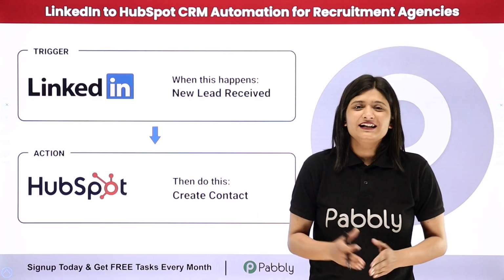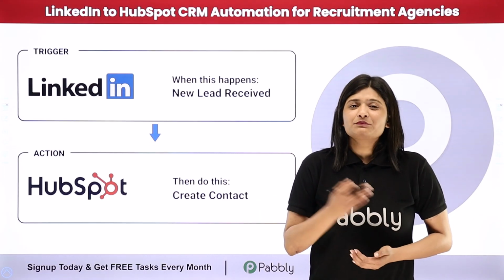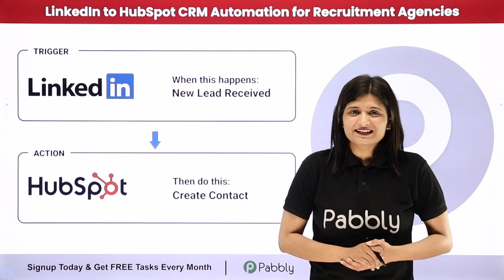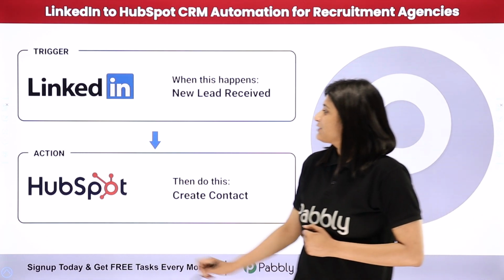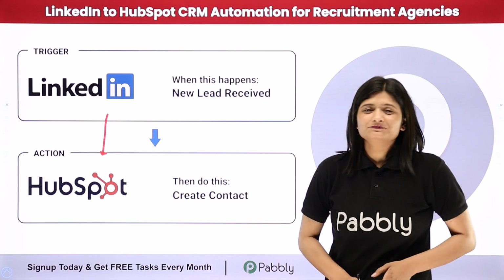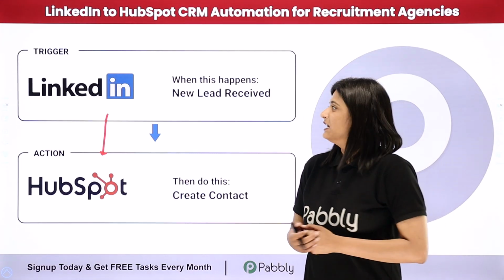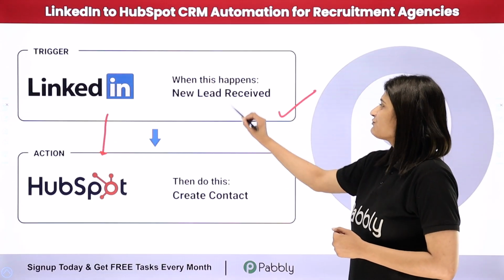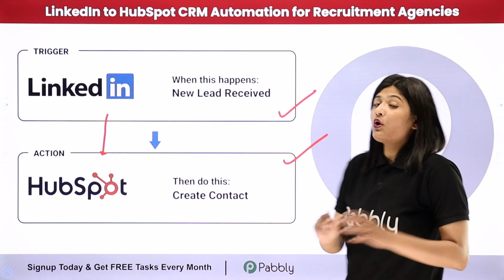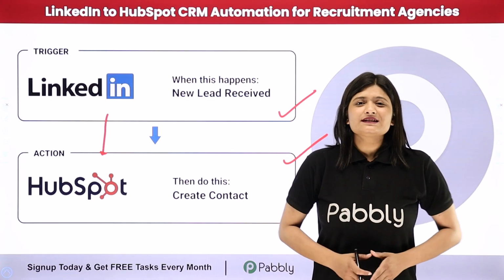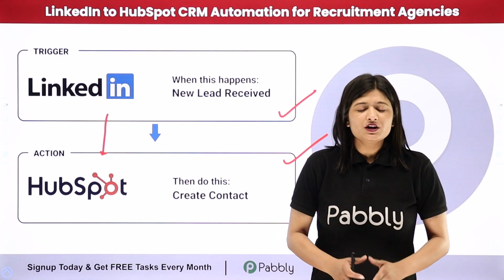process using Pabbly Connect. So Pabbly Connect is an amazing automation and integration software which requires no coding or programming skills. Here I just need to build connection between LinkedIn and HubSpot. With the help of Pabbly Connect, I'm going to build this connection in such a manner that whenever I'm going to receive a new lead from LinkedIn, a contact will be automatically created in my HubSpot CRM account. Now, if you want to learn the step-by-step process, then let me take you all to my screen.